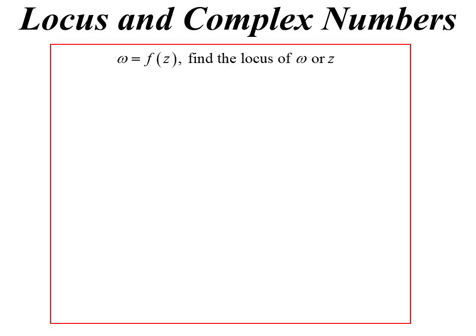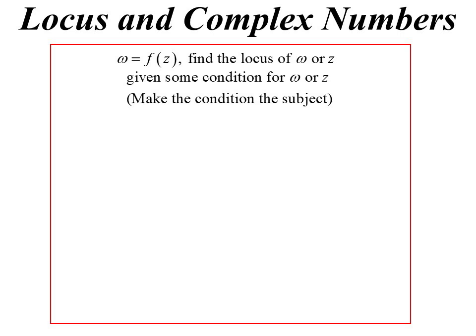Next part of looking at locus, and it's looking at functions then. So omega equals some function of z, and then we just have to find what is the locus of. Now sometimes they ask us for omega, sometimes they'll ask us for z, but I guess the key is they're going to give us some condition for omega or z. Make that condition the subject is usually the key to solving these problems. So whatever the condition is, make that the subject and play around with that.